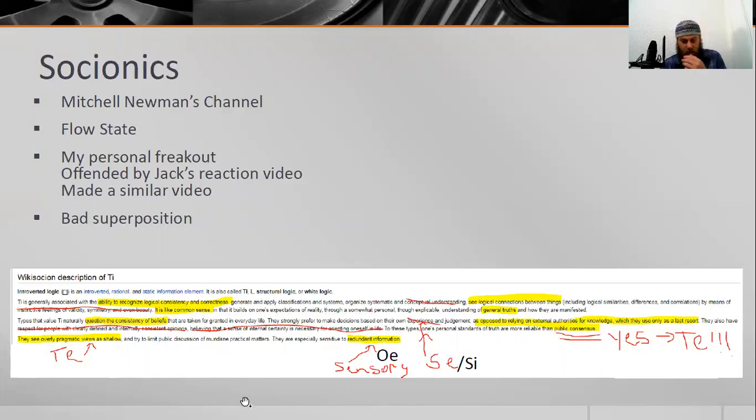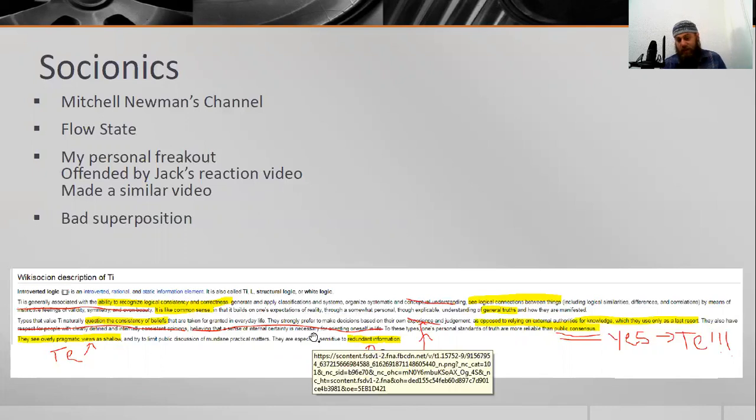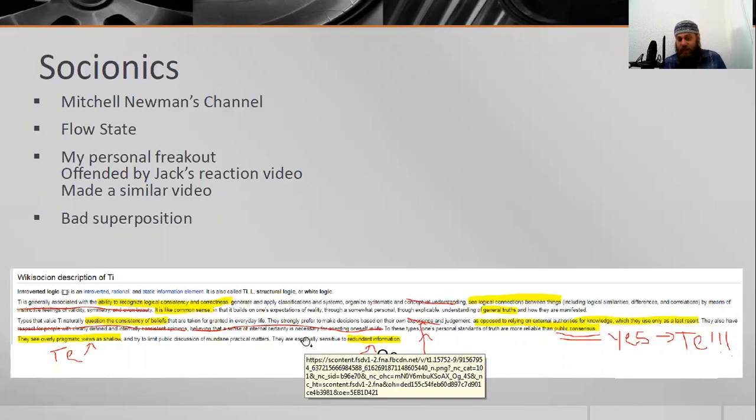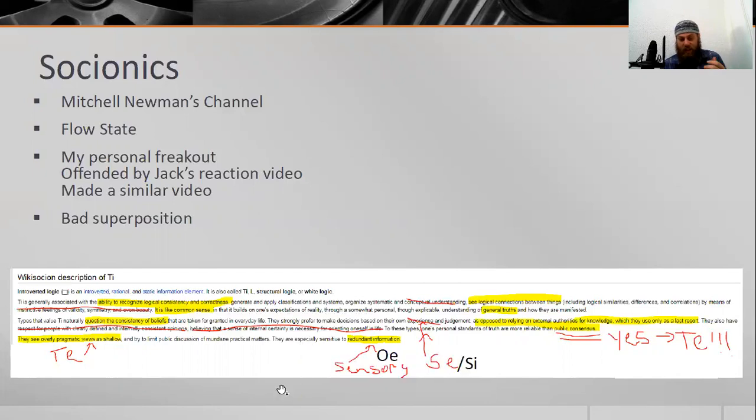Believing that a sense of internal certainty is necessary for, yeah, I don't know, internal certainty. I don't think I need internal certainty. I don't believe that. Based on their own experience, again, my own experience, that could be SE, that could be SI.